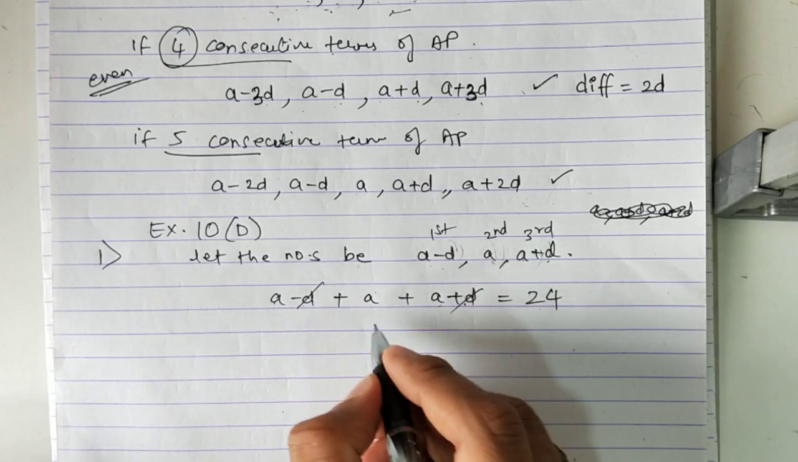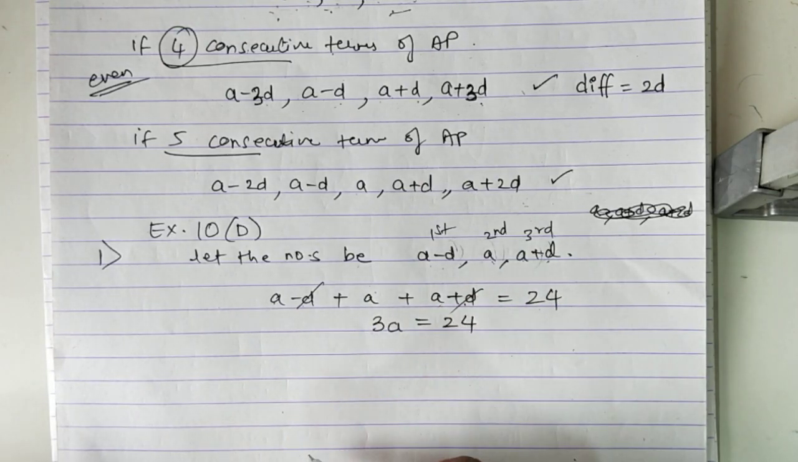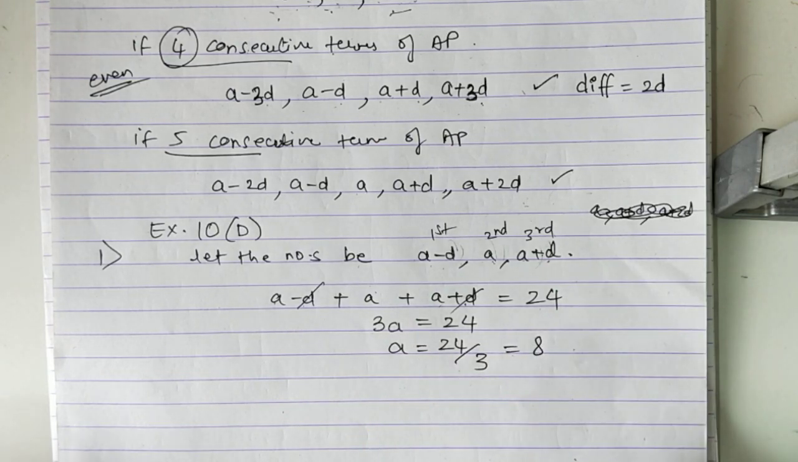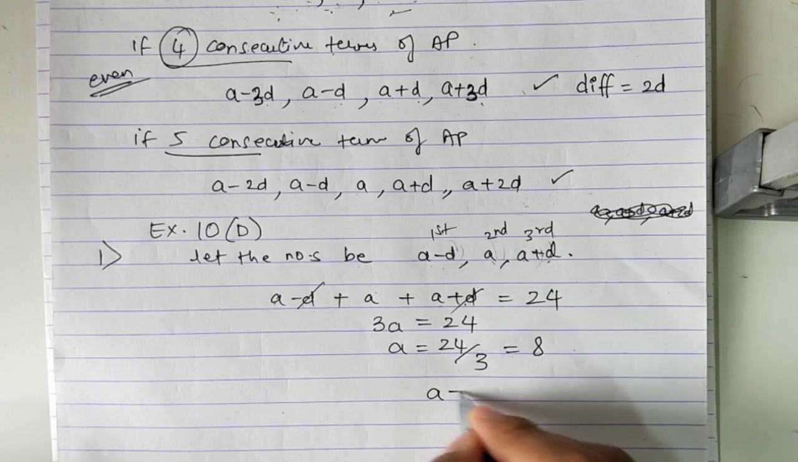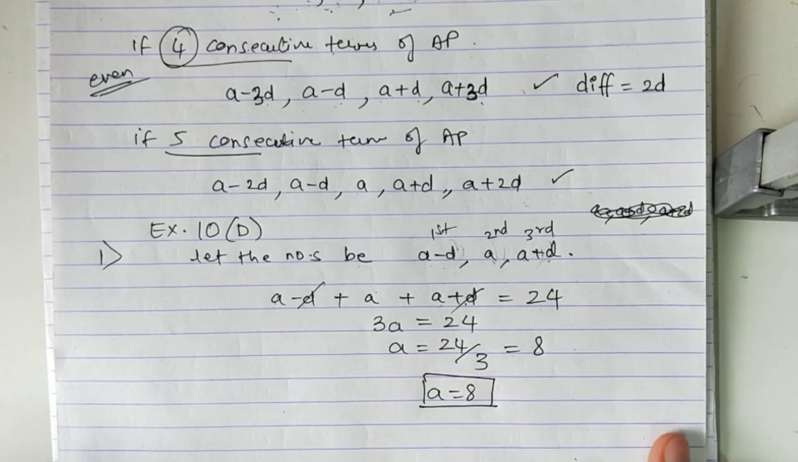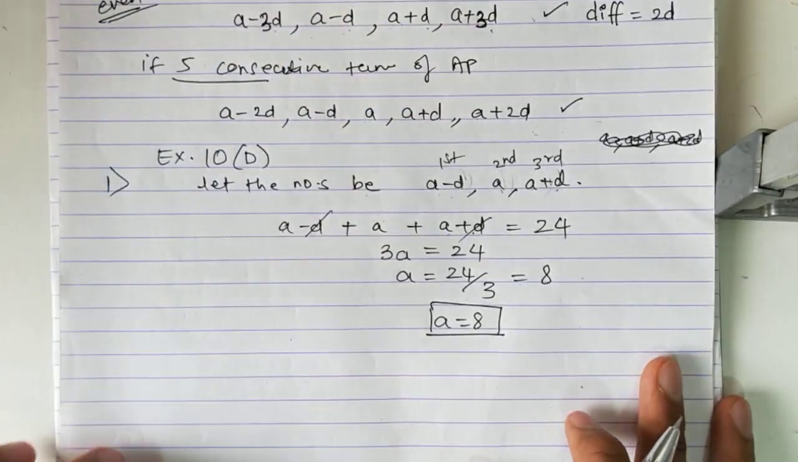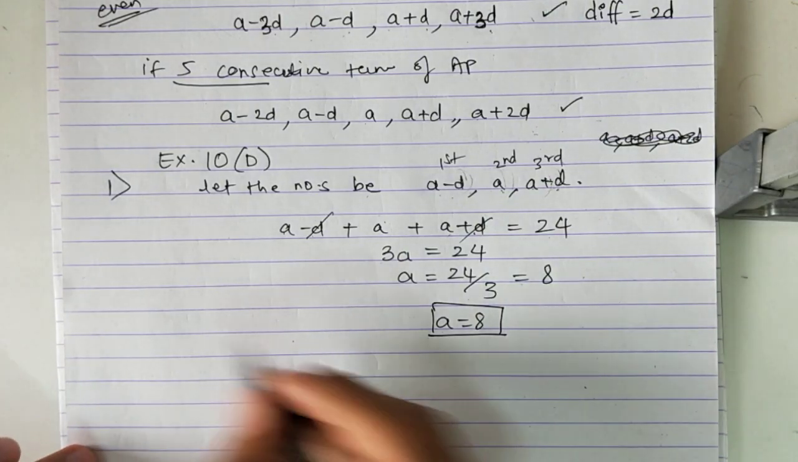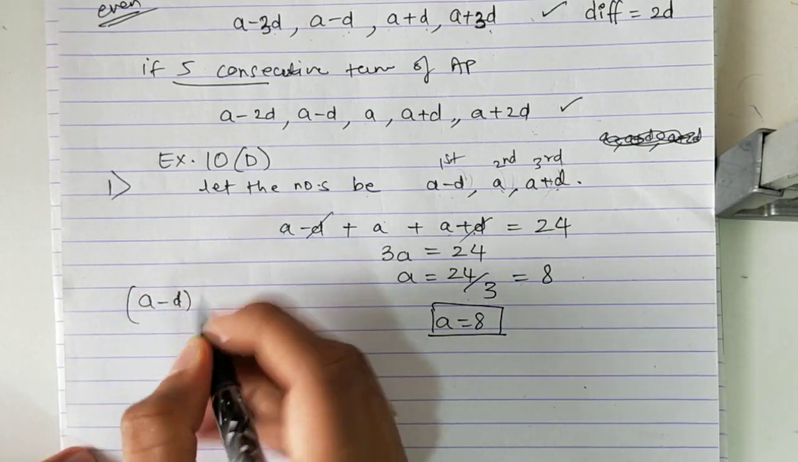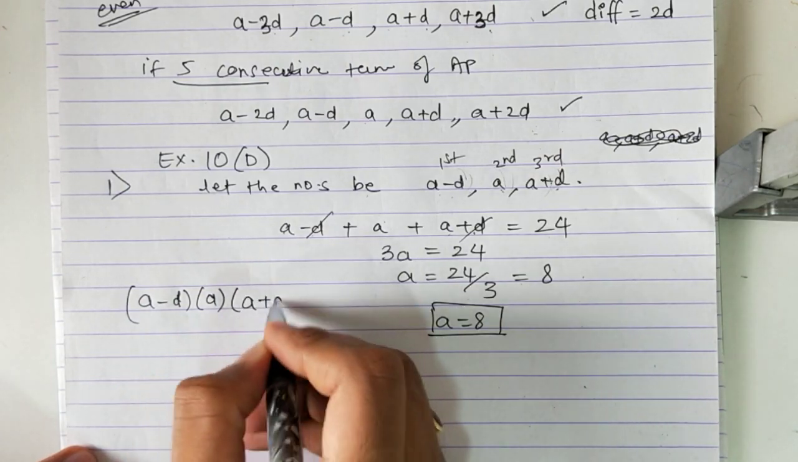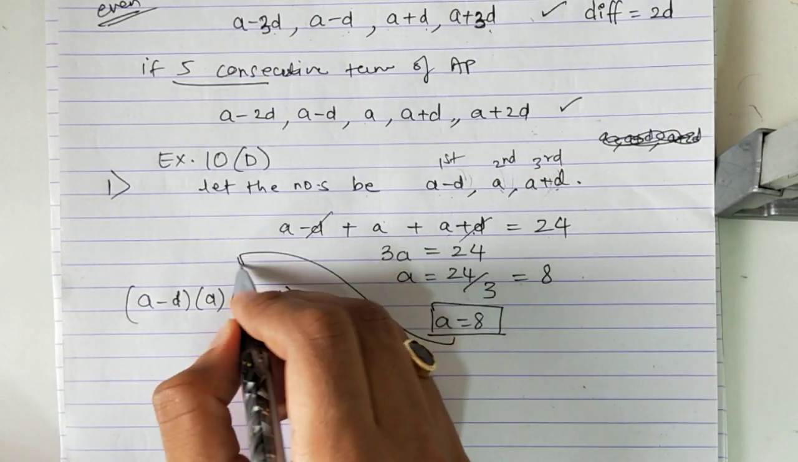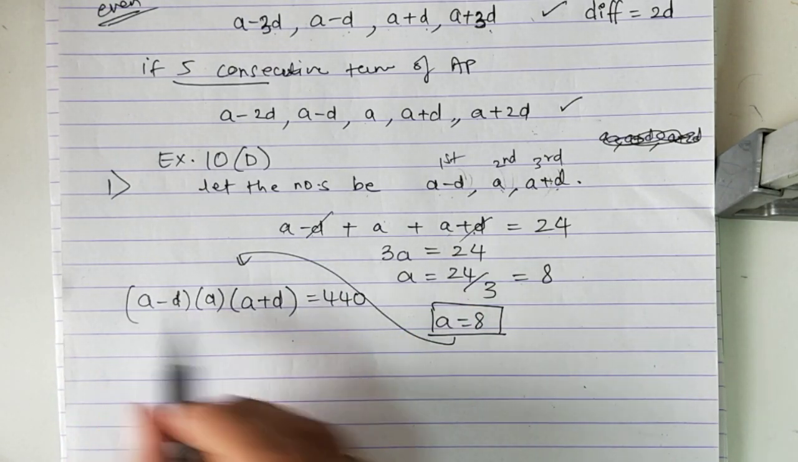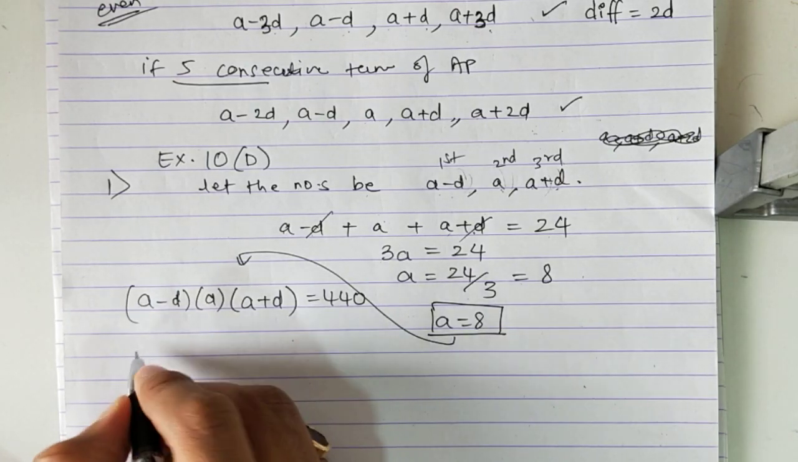Cancel. a plus a is 3a, which equals 24, and therefore a is 24 upon 3, that is 8. So the first term we got as 8. Now they have told that the product of the three terms is 440. Product means multiplication, so a minus d into a into a plus d. Product of the three terms is 440. So a is already known, 8, so substitute the value of a here.